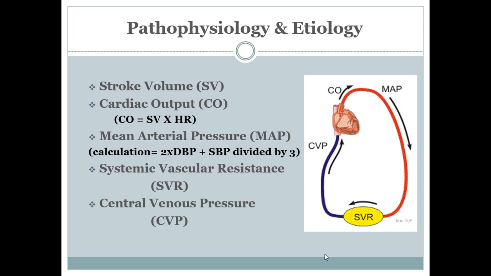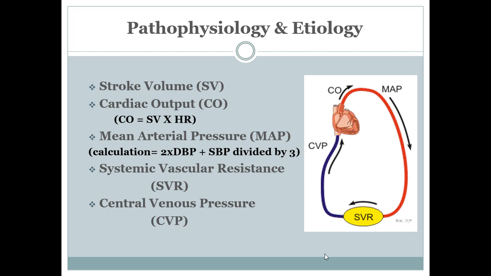It's the amount of blood pumped into the aorta with each contraction of the left ventricle. Cardiac output, or CO, is the amount of blood pumped by the left ventricle into the aorta per minute. Cardiac output equals stroke volume times heart rate. Try to remember that. Cardiac output equals stroke volume times heart rate.